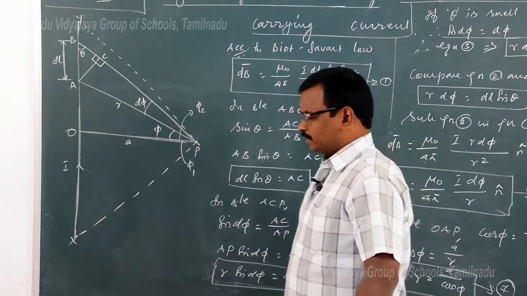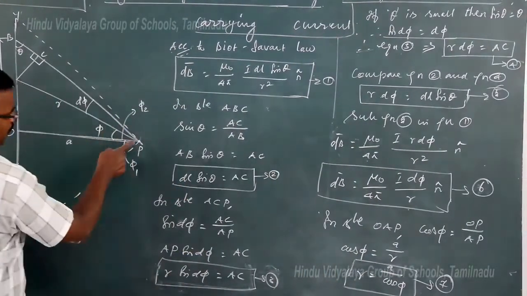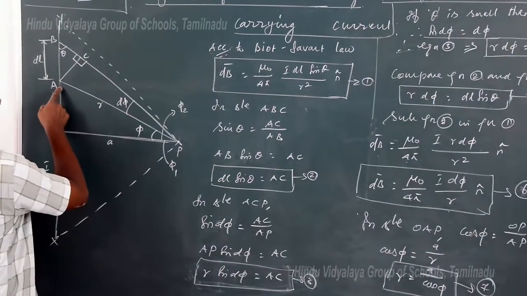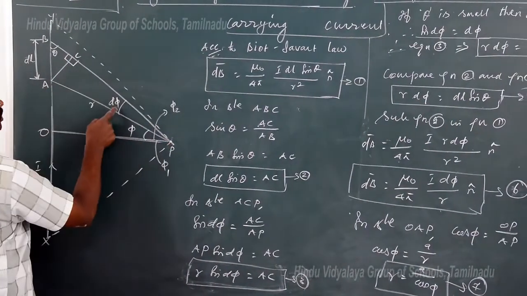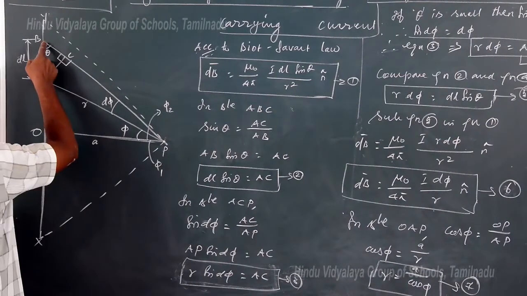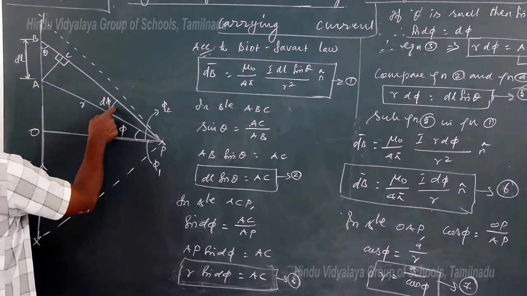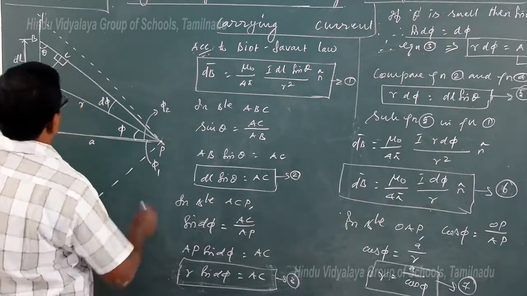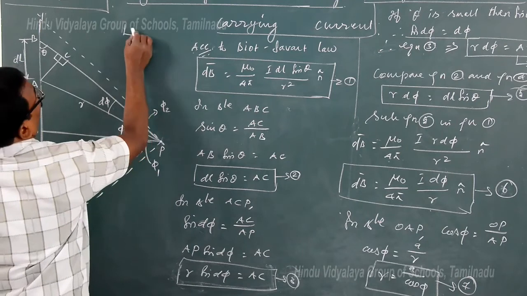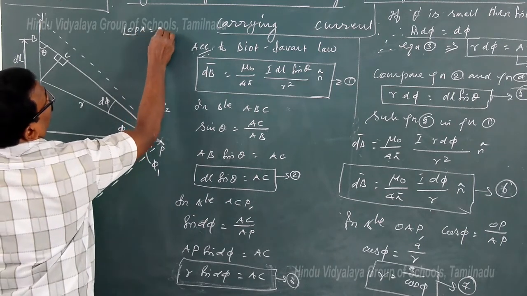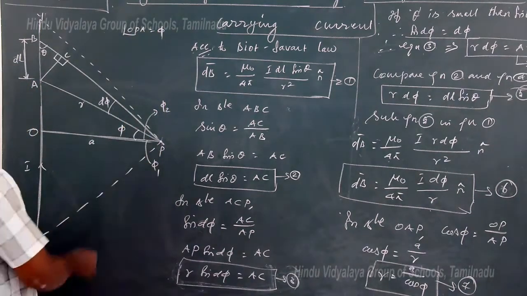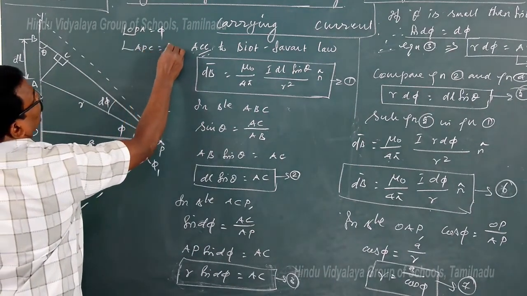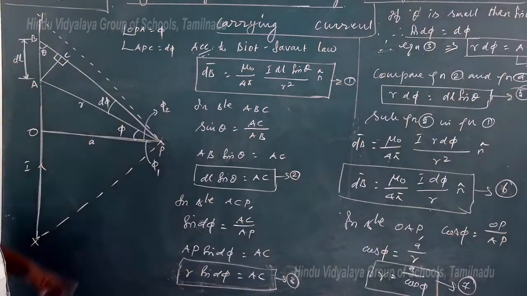So in this case, from this point, at distance r, the measure of angle APC is equal to dφ, as well as the measure of angle BPA is equal to dφ. The measure of angle OPA is equal to φ, and the measure of angle APC is equal to dφ.